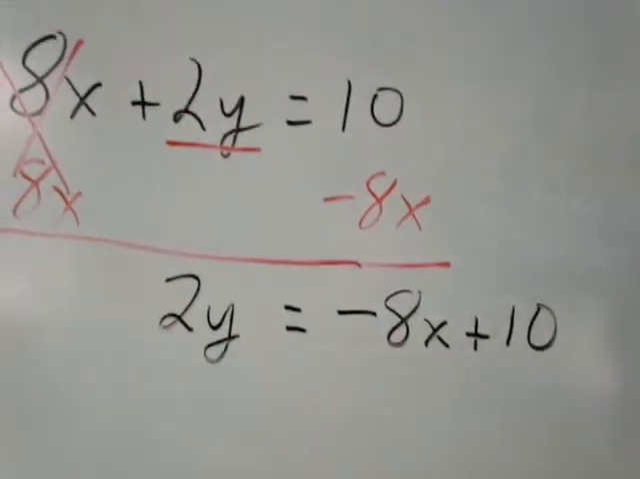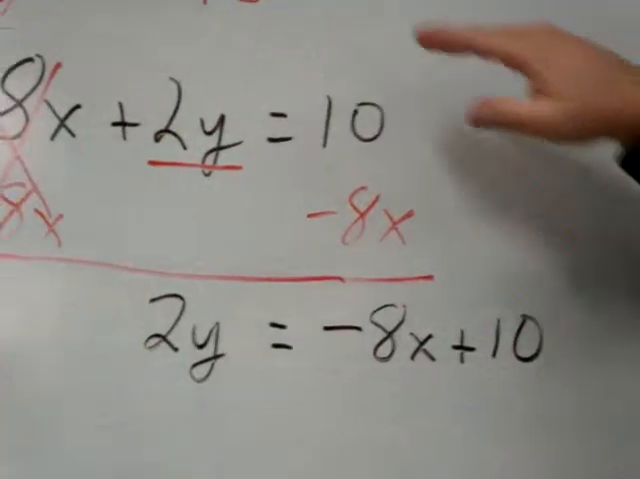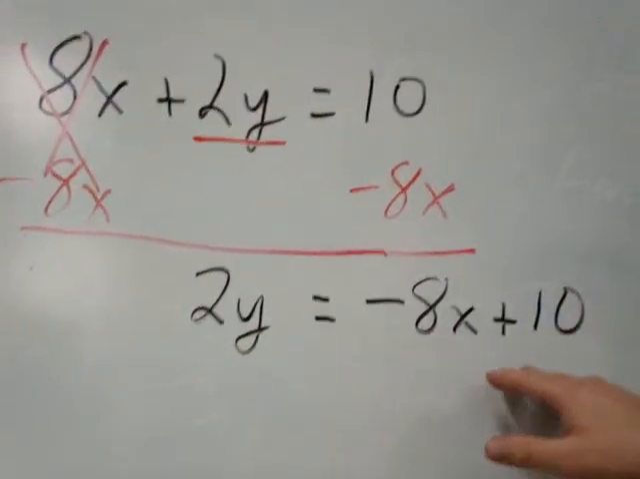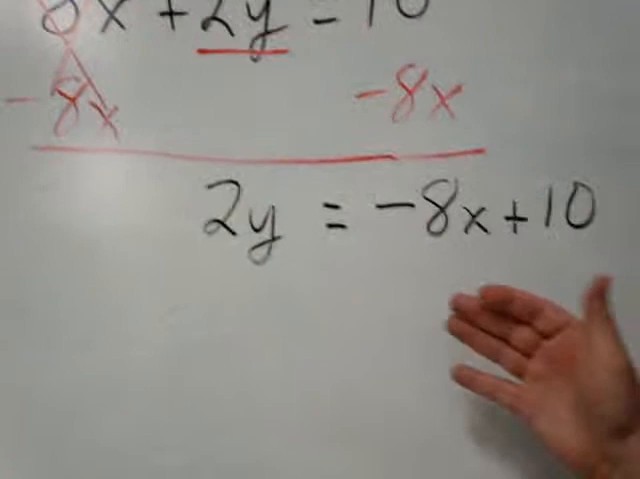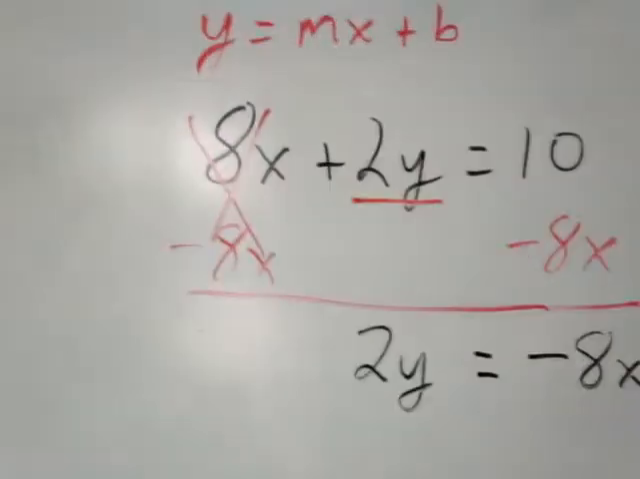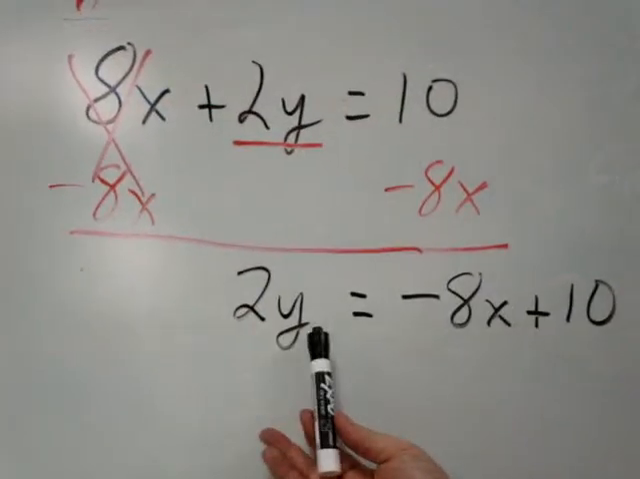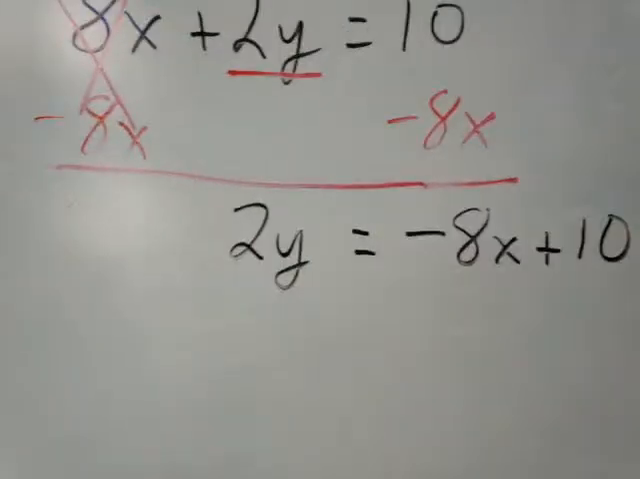Well, let's compare this to slope-intercept form. y equals mx plus b. 2y equals negative 8x plus 10. I'm almost there. I know what 2y is, but I want to know what y is, what 1y is. So what can I do about that? 2 is multiplied by y. y is being multiplied by 2.